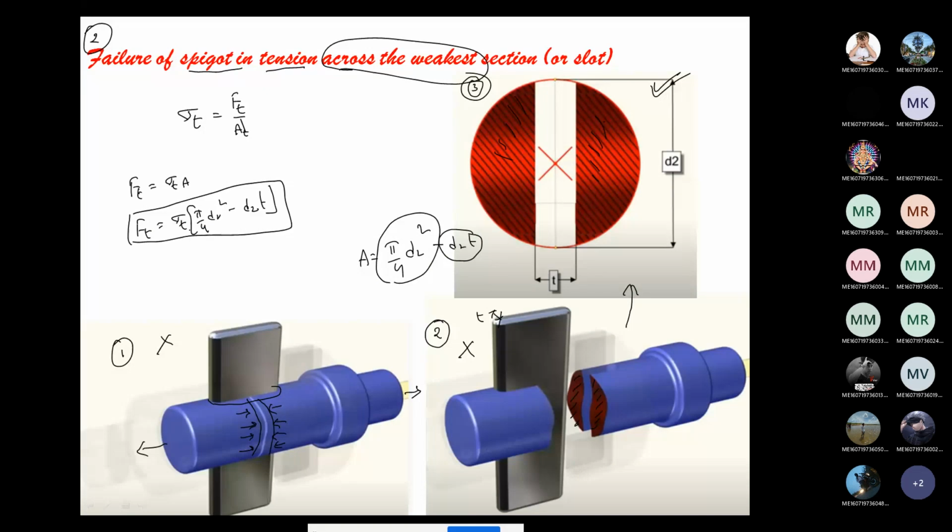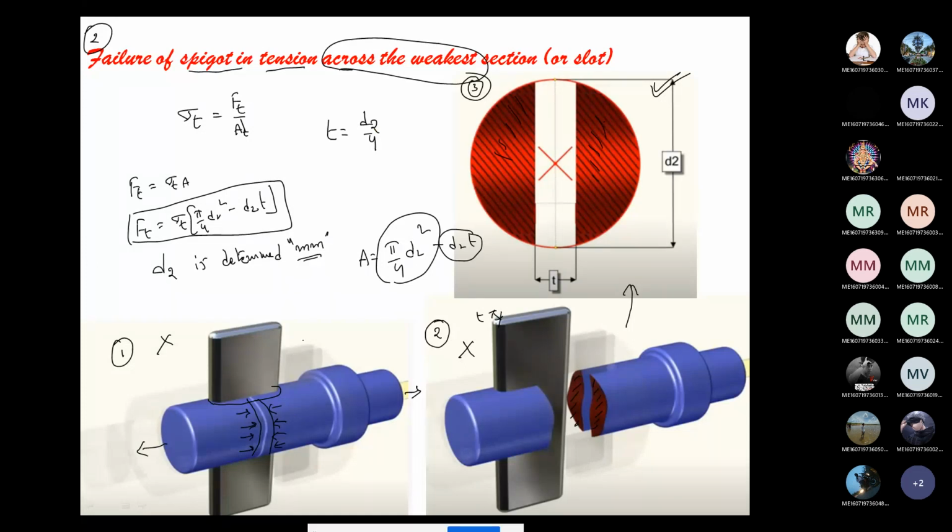So this equation is called the tensile resisting force for the spigot rod, right? Now with this equation we are going to calculate the d2 value. d2 is determined in mm. Now in this case, the thickness of the cotter is considered as d2 by 4, where d2 is the diameter of the spigot rod, right?